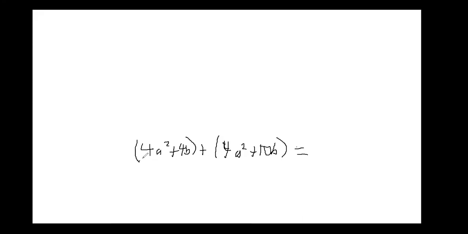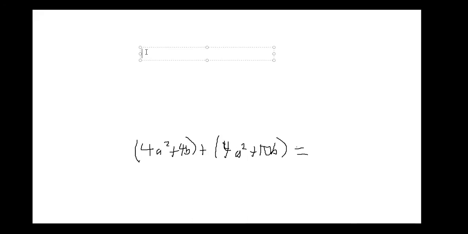So we have 4a squared plus 4b plus 4a squared plus 10b. And write that there. And your second one, let's erase that. The second one, let's type that in.